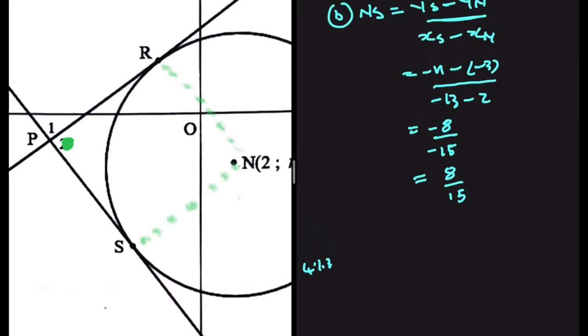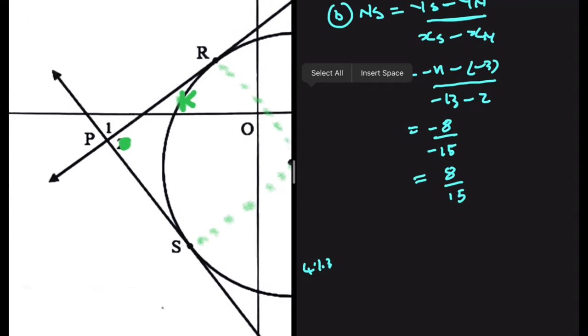PS and PR are tangents, and the tangents are perpendicular to the radius. So if we have the gradients of NR and NS, we have the gradients of PS and PR. If we have the gradient of PR, we can find the inclination. Let's call that inclination K. So we have this angle here. Well, not yet, but we know fully well that it is quite easy to find the size of that angle. And then we have the gradient of line PS. So it will also be easy to find the size of this angle, the inclination.